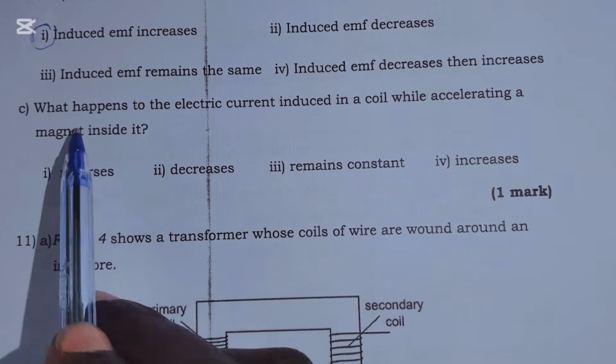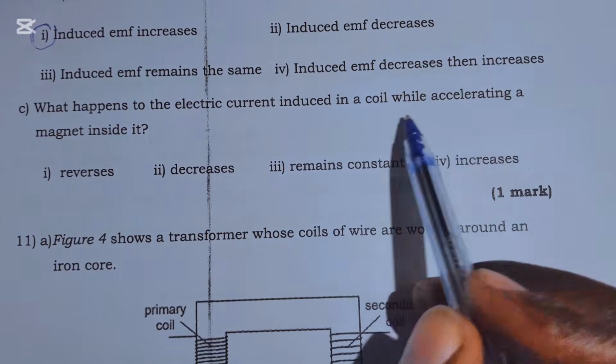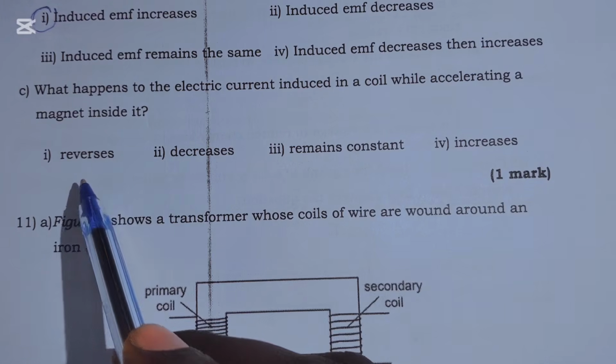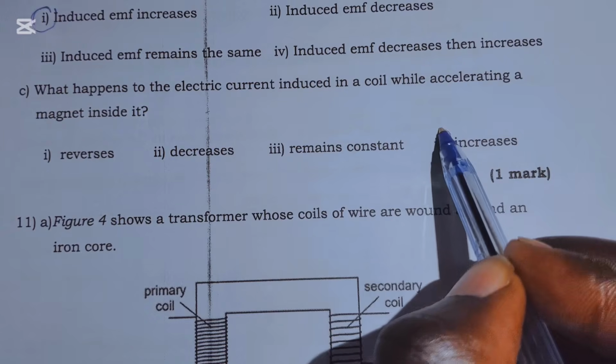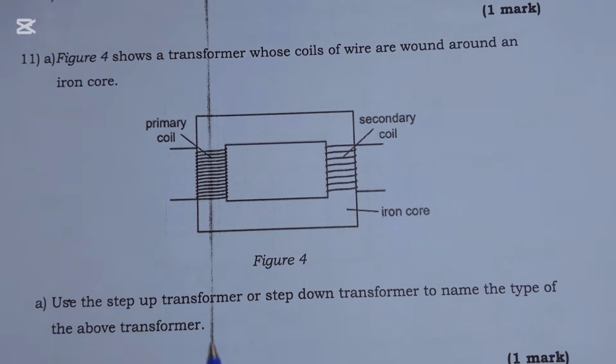C. What happens to the electric current induced in a coil while accelerating a magnet inside it? Reverses, decreasing, remain constant, or increasing? Of course, increased.